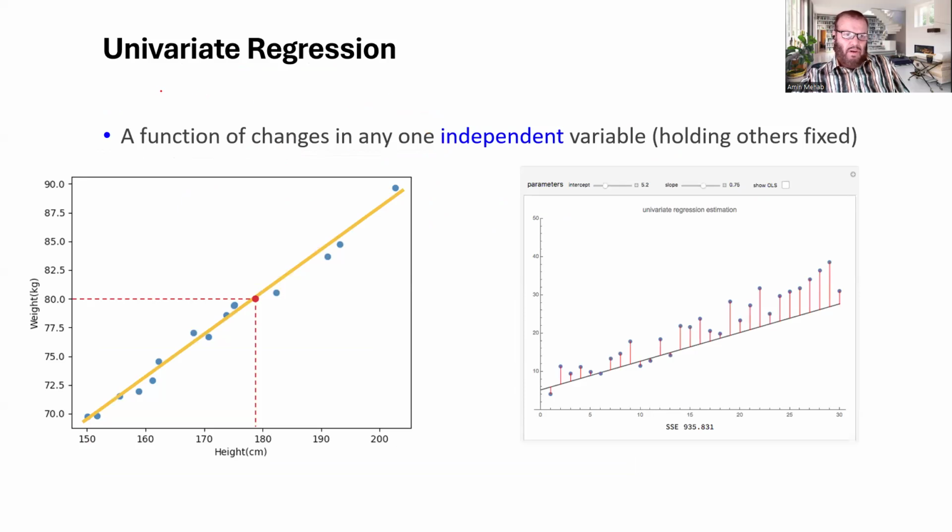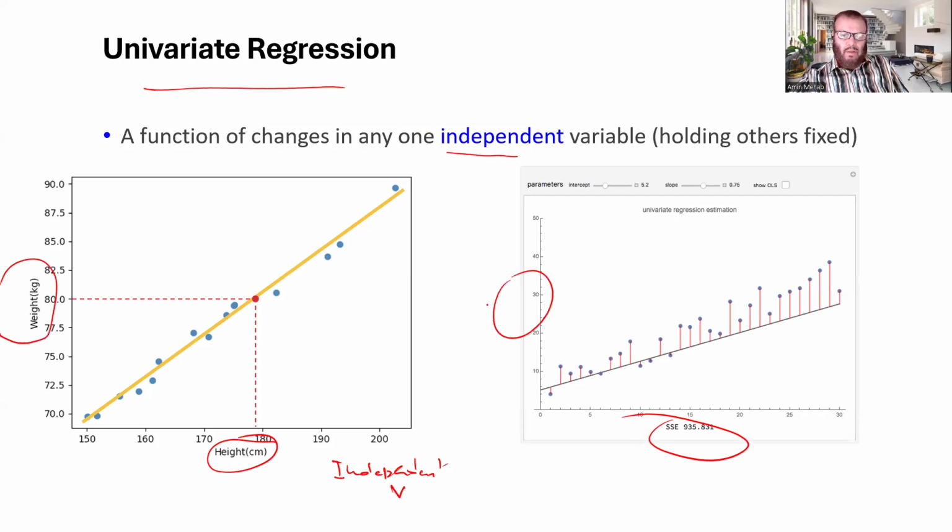And this is just univariate regression here. We have the independent variables. The independent variables are the x's. We call them the independent variables. And the y's, we call them the dependent variables, because these depend on the x's. That's why we call them dependent and independent variables. Okay, keep this in mind.